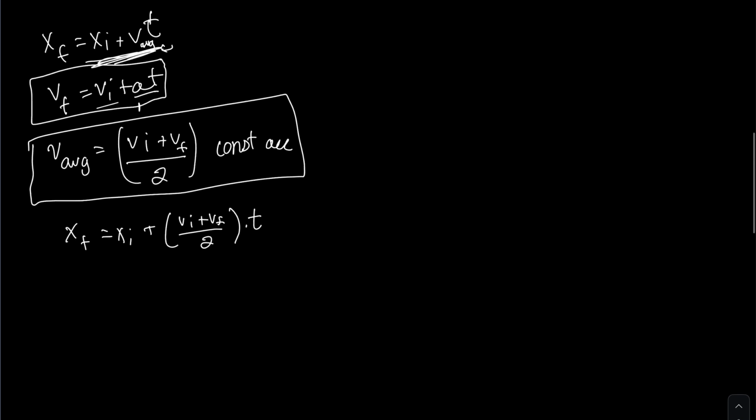Sometimes you get more velocities, and if you want to take the average of them, you can just do it like this. And then you can use the velocity average in your position-time equation.